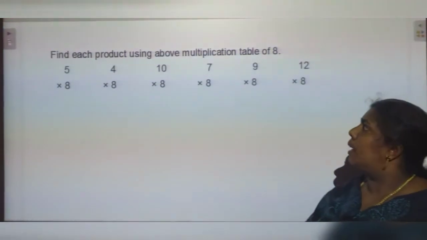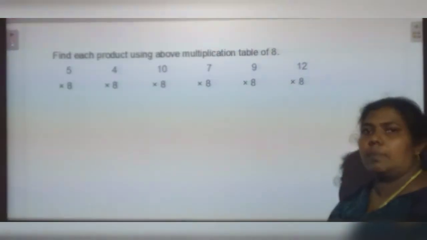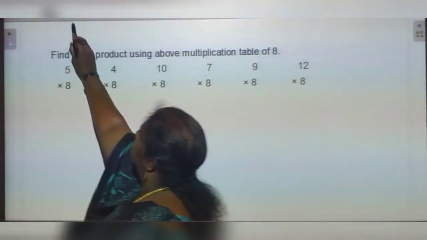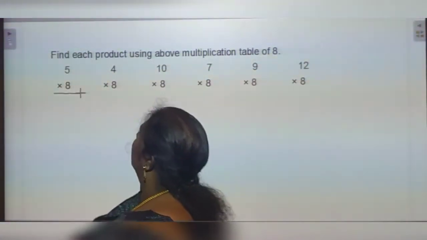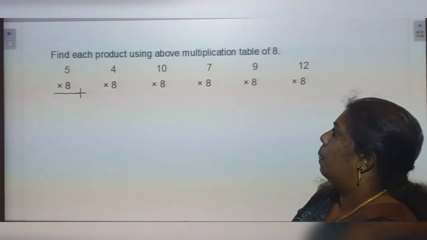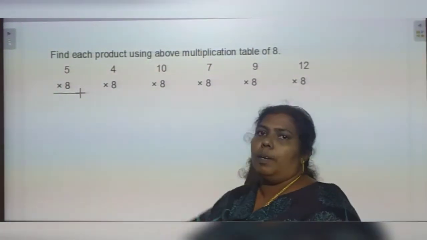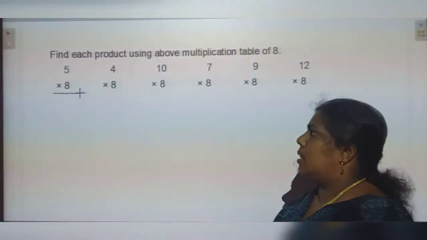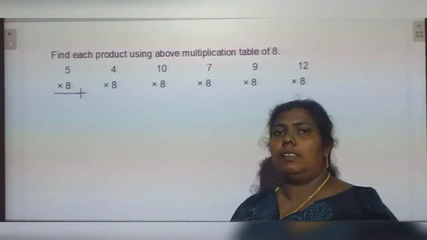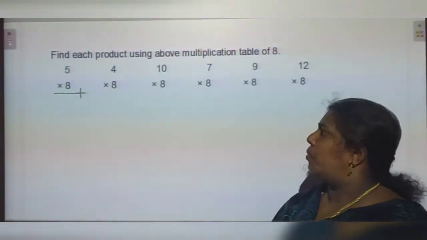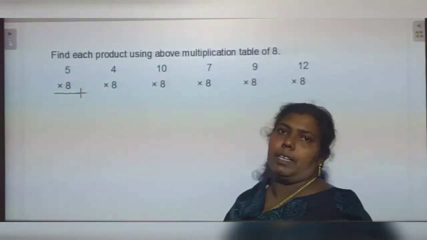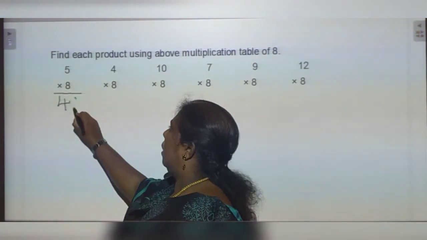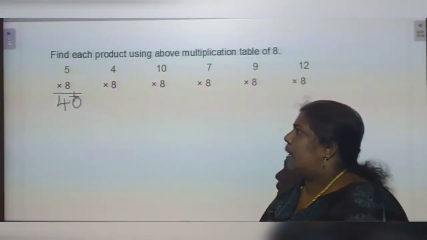Now we are going to do the multiplication. We are going to use the multiplication table. Okay, here, the first one. See the first question. 8th table, how many times do we want to say? 5 times, right? Yes. 1 8 is 8, 2 8s are 16, 3 8s are 24, 4 8s are 32, 5 8s are how much? 40. 5 8s are 40, right? Yes.